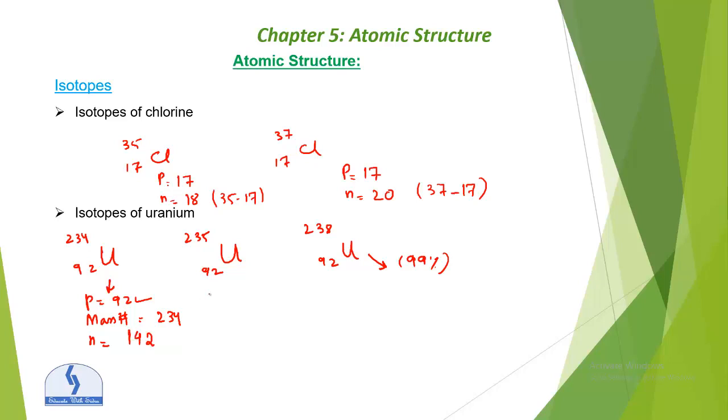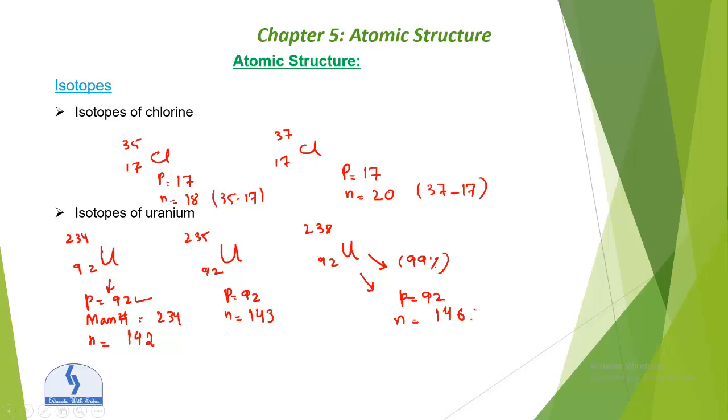Now uranium 235, the proton number is again 92. How many neutrons? That will be 143, that is 235 minus 92. Now the third isotope, uranium 238, proton number is 92, and how many neutrons? Just calculate yourself. Yes, that is 238 minus 92, which will be 146.